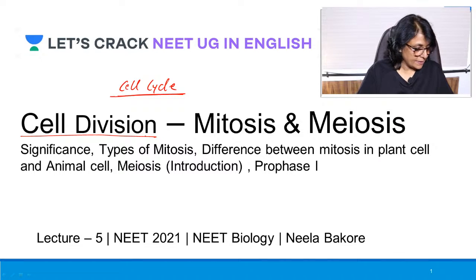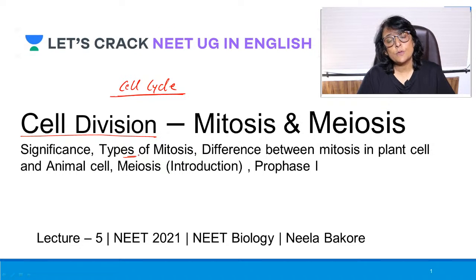Okay, so let's get started with our topic for today. We will be talking about significance of mitosis. We will also talk about types of mitosis, and there is a difference between mitotic division, which takes place in plant and animal cell. And then we will introduce the next special type of division, which is meiosis. And we will try to have an overview, plus we will start discussing the first part or the first phase.